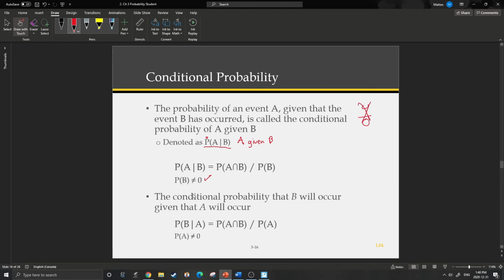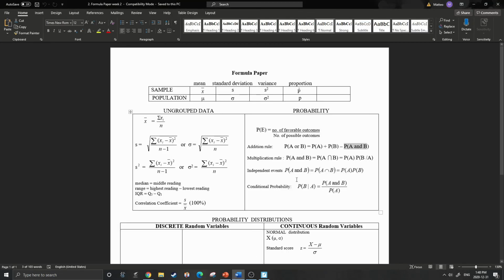The conditional probability that B will occur given that A will occur, all I've done here is write it the other way. So, probability of B given A would be probability of A and B divided by probability of A. Why am I doing this? Because you're going to be using different letters in questions. This is what your formula sheet says, where we use A and B. Here it is, conditional probability. Now I did B given A here.